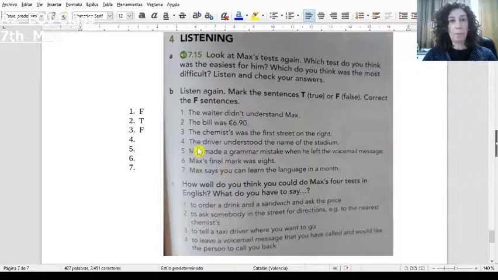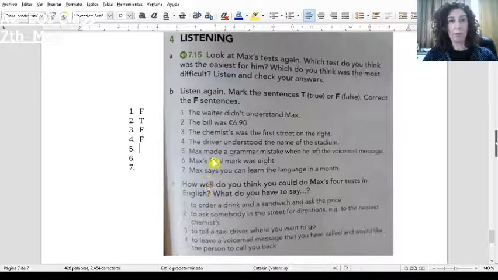Number 4. The driver understood the name of the stadium? No. It was at the second time. He had to repeat it again. Va tindre que repetir-ho moltes vegades. Al final va dir Santiago Bernabéu al final. No? Then didn't understand him.